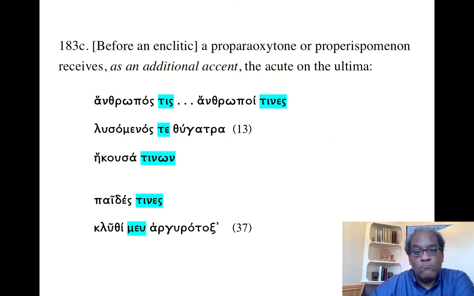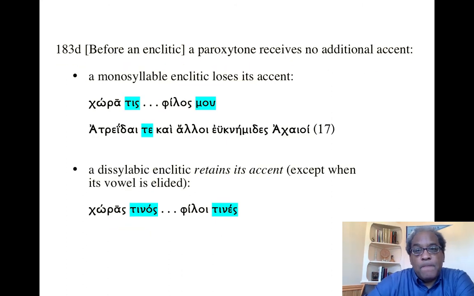So study those examples. Now next, before an enclitic, a paroxytone receives no additional accent. That is to say, if you have an acute on the second from the last syllable, a monosyllabic enclitic simply loses its accent. So you have khoras tines, a certain some land, philos mou, a friend of mine, and we saw this in line 17: Atreides te kai alloi euknemides Achaioi. You see that the monosyllabic enclitic simply loses its accent before that word which has an acute on the second from the last syllable.